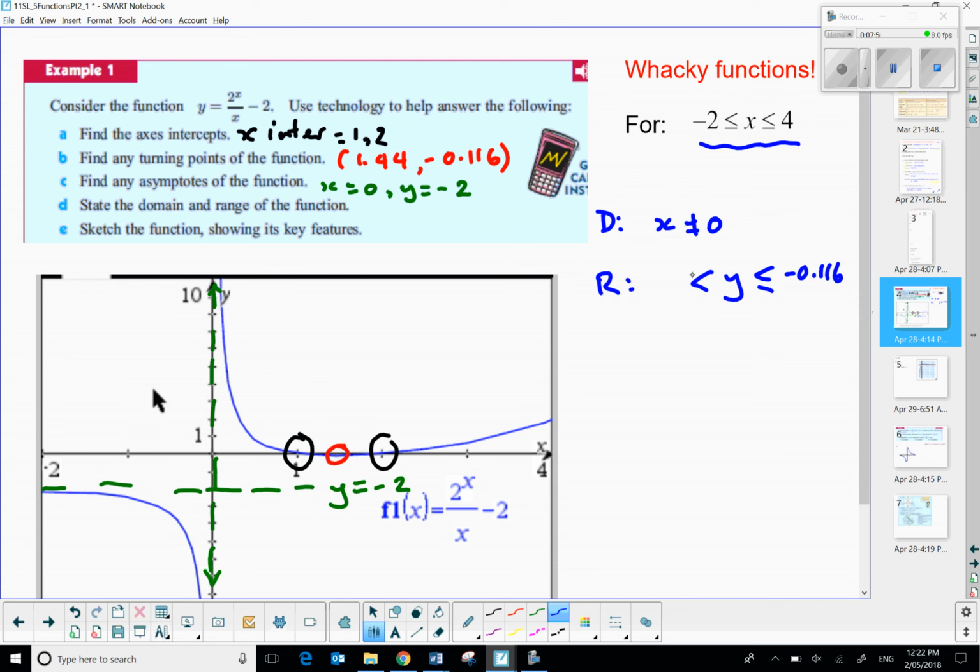-0.116, and it's greater than -2. So it's not going to equal -2. That's because this is an asymptote, but it can equal -0.116. No, correction. Pause. We've got to actually, that's where it doesn't exist, so we need to do it the opposite. Sorry about that. Okay, got that fixed up. So our range is less than -2. It can't equal -2 because that's the asymptote, and it's greater than -0.116. So that's our range.